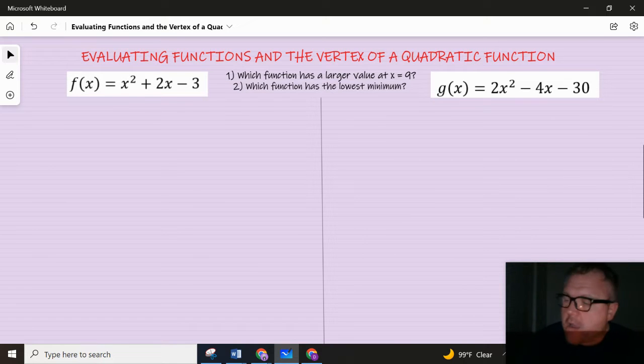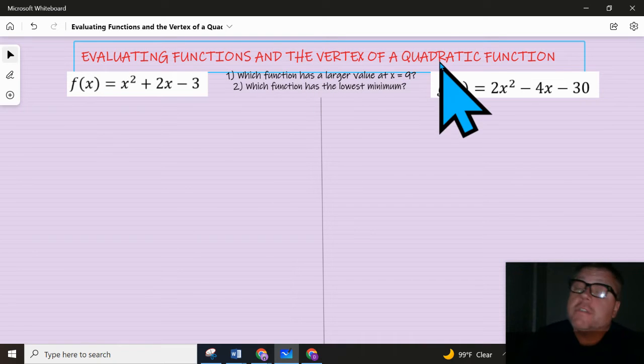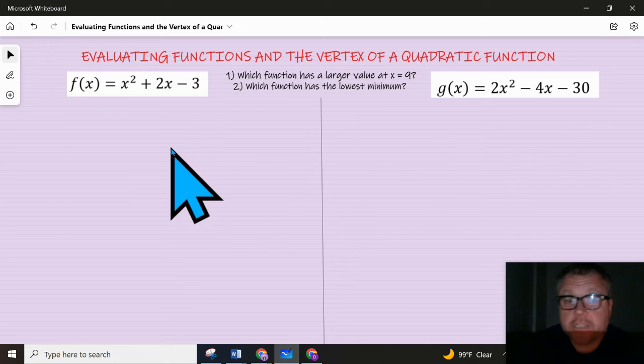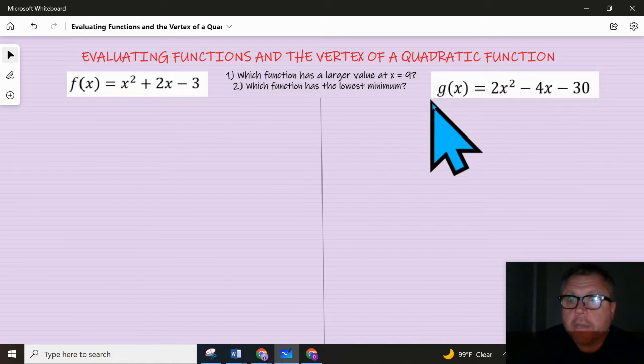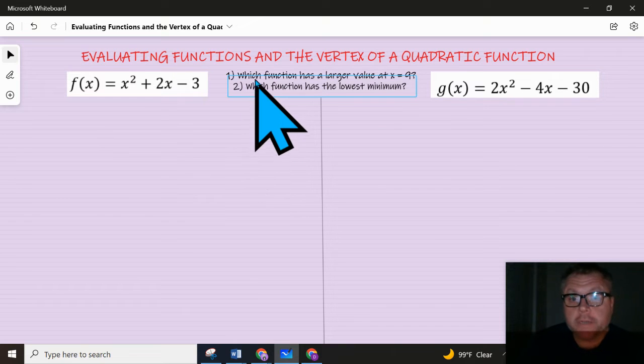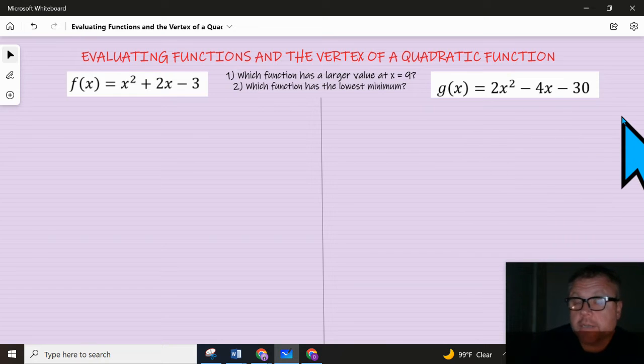What do we have going on here? Looks like we are evaluating functions and the vertex of a quadratic function. Okay, super fun. And we do have two quadratics here. We have f of x and we have g of x. And what we're asked to do here is which function has a larger value at x equals 9. Basically, what's the value of y when x equals 9?